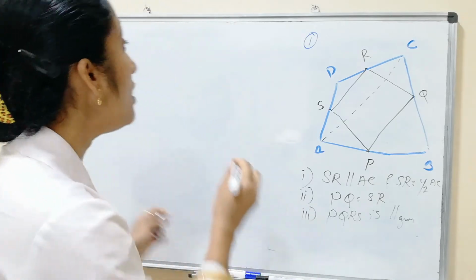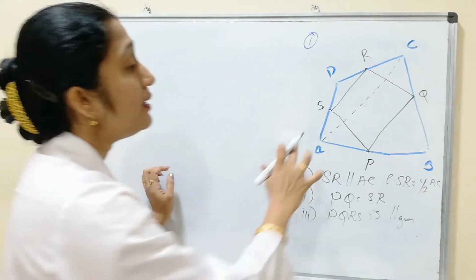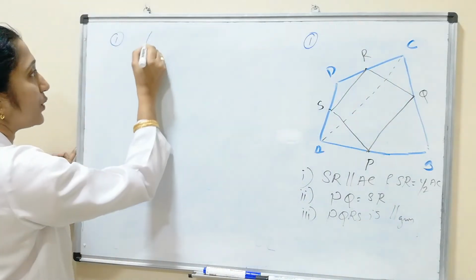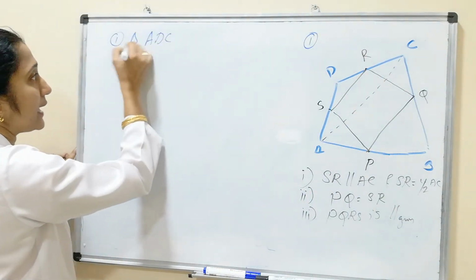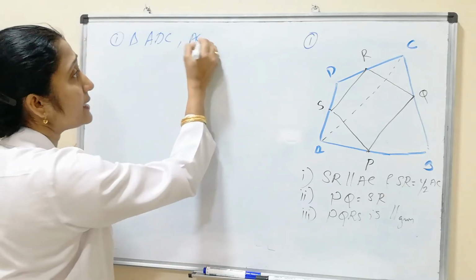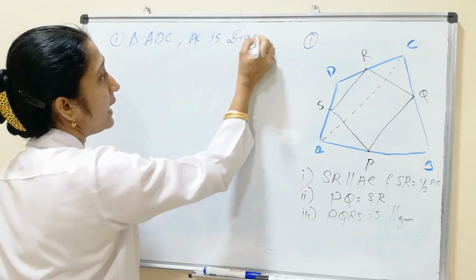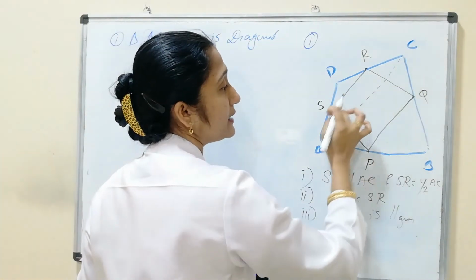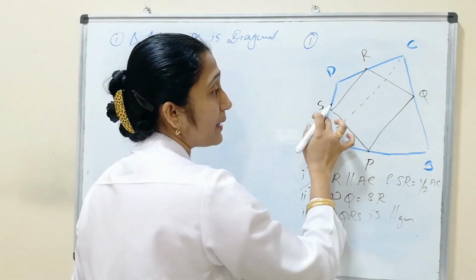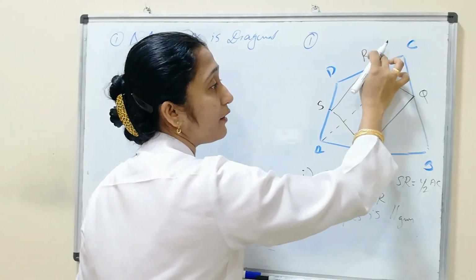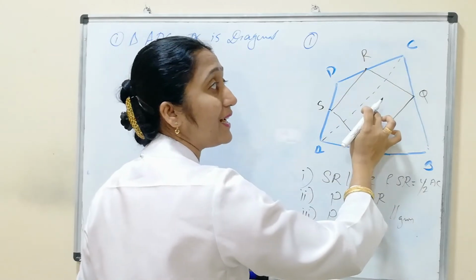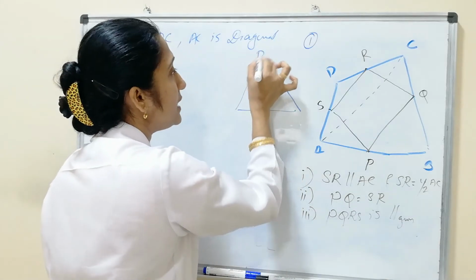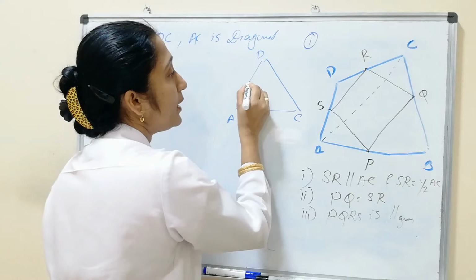If PQRS is a parallelogram, we want to prove its opposite sides are equal and parallel. Let us see how to do it. The first one, listen here, this AC is the diagonal. So we can take ADC as a triangle. In triangle ADC, AC is the diagonal. This is the base, and S is the midpoint of AD and R is the midpoint of CD.